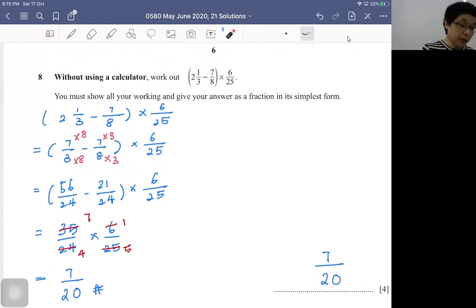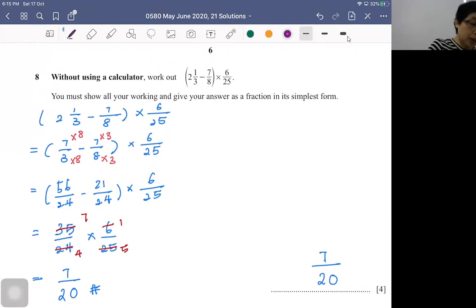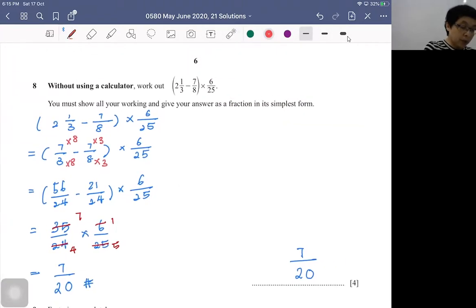Now we go to question 8. We're going to look at a very familiar question. We have been seeing this a lot. Without using a calculator, work out the mixed number 2 and 1/3 minus 7/8, both of these bracketed in, multiplied by 6/25. Well, the first thing we need to do is convert the mixed number to an improper fraction.